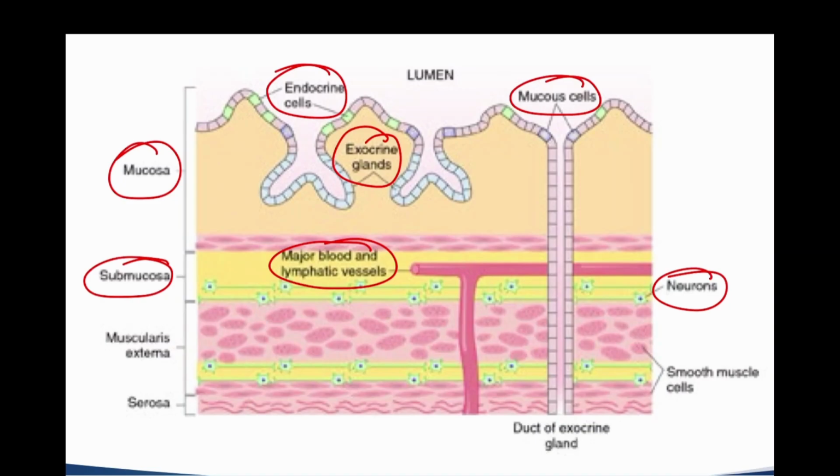So submucosal is controlling the blood and the nerves in that layer. The next layer is the muscularis externa, and this is the major smooth muscle layer controlling movement through the GI system. Muscularis externa, and this has nerves as well. And the final layer is the serosa. So make sure you understand the order from most inside the lumen to outside: mucosa, submucosa, muscularis externa, and the serosa. Those are the different layers of the GI system.